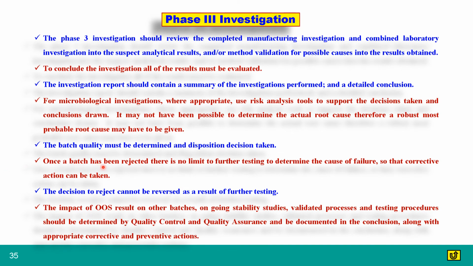Once a batch has been rejected, there is no limit to further testing to determine the cause of failure, so that corrective action can be taken. The decision to reject cannot be reversed as a result of further testing. The impact of OOS result on other batches, ongoing stability studies, validated processes, and testing procedures should be determined by quality control and quality assurance, and be documented in the conclusion, along with appropriate corrective and preventive actions.